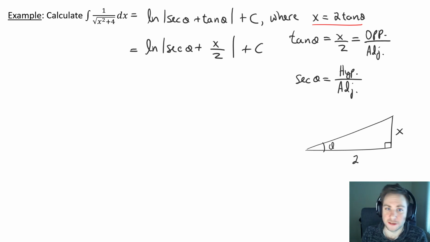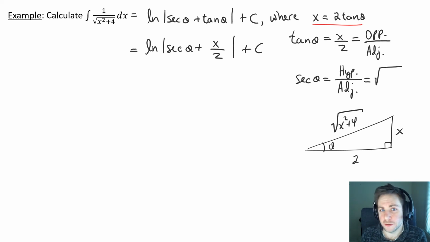After all, tan of theta is x over 2. The only unknown side now is the hypotenuse, but you can now use the Pythagorean theorem to get that immediately. Notice that the unknown side contains the same sum of squares that appeared in the original integral, which is a good thing. That's typically a sign that you're doing things correctly, and you can use that to check that you're on the right track.